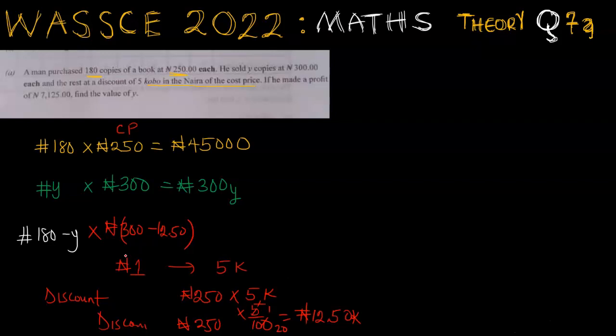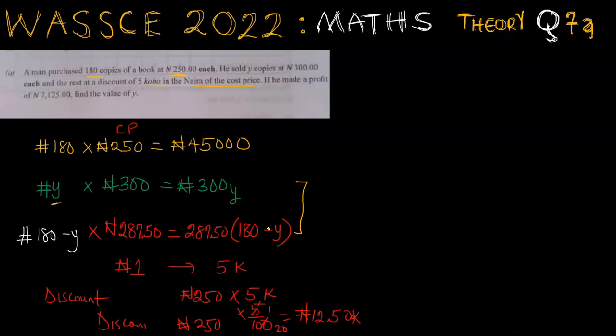and that's equal to 287.5. So I'm just going to erase this and replace with 287.5. And if we multiply, we are going to have 287.5 by 180 minus Y. This is the amount the man made from selling 180 minus Y copies. So we've got two selling prices here. The first is the entire amount he made from selling Y copies, that's 300Y. The second was what he made from selling the remaining 180 minus Y.